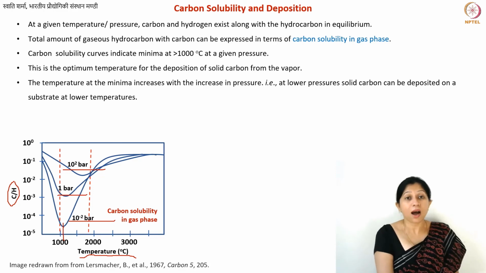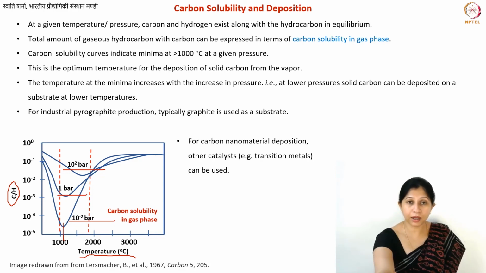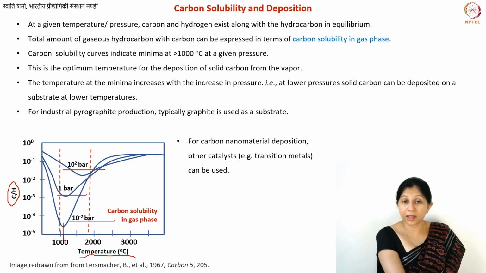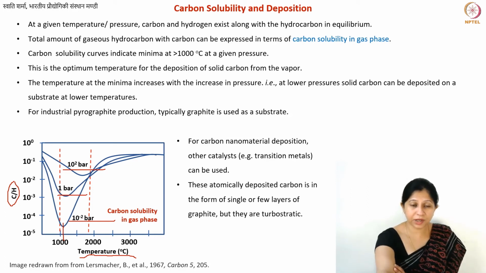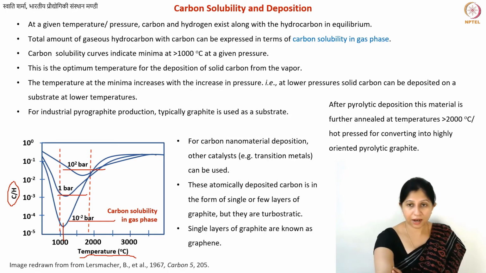Now there is one more small thing. I said carbon nanomaterials and so on; the single layer of graphite is known as graphene and so on.